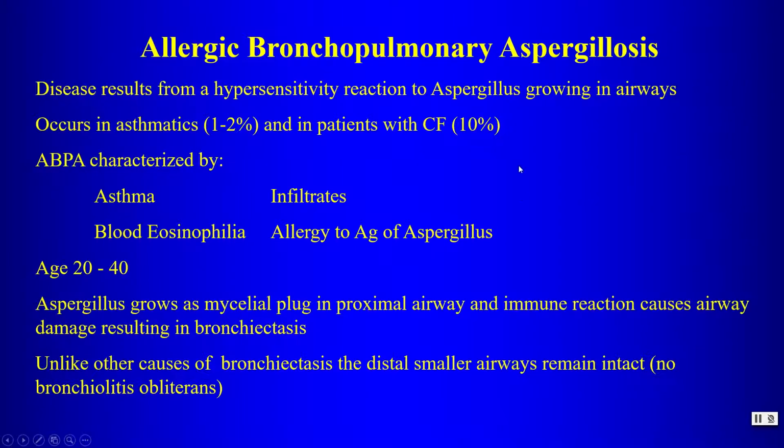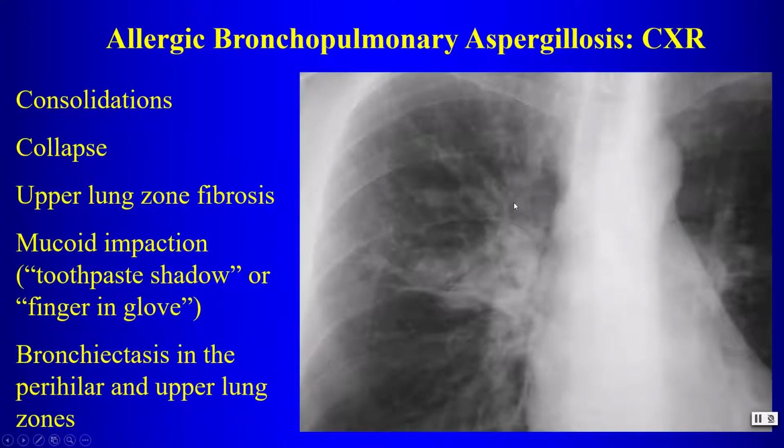So allergic bronchopulmonary aspergillosis, this can occur in asthmatics. So the aspergillus grows within the airways, causes damage to the airways, and then these patients develop mucus plugging and bronchiectasis. So we might see consolidations, collapse, but a good sign of bronchiectasis on the plain film is the finger and glove sign, or these branching tubular opacities here. So that's representation of mucoid impaction.